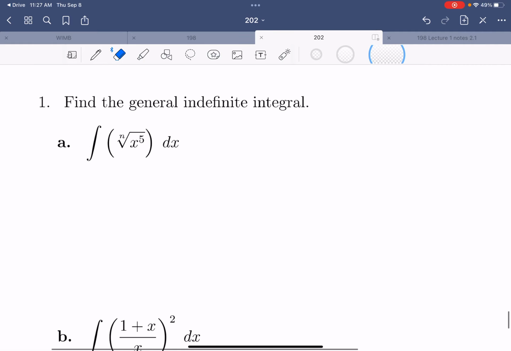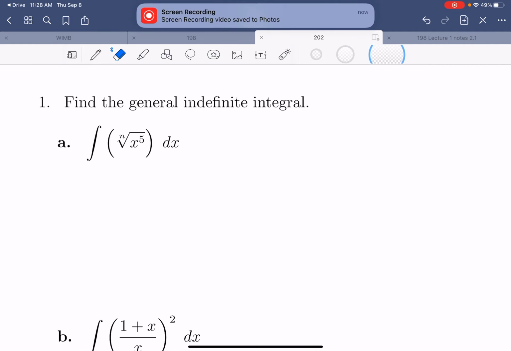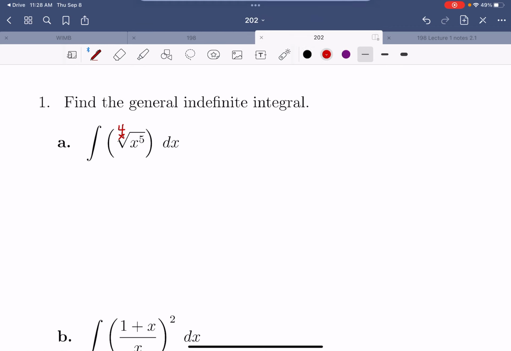All right, so let's work on guided practice problems. So there's an issue here. This is supposed to be a 4. Just caught my typo. So it should be the 4th root of x to the 5th.